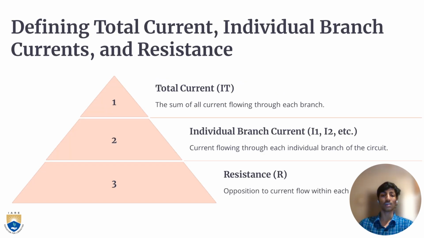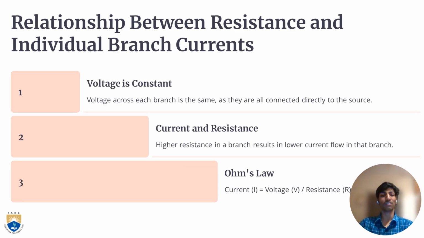Definitions for total current, individual branch currents, and resistance. Total current I_T, individual branch currents I1, I2, etc., and the resistance R. The relation between resistance and individual branch current: voltage is constant, current is inversely related to resistance, per Ohm's law.